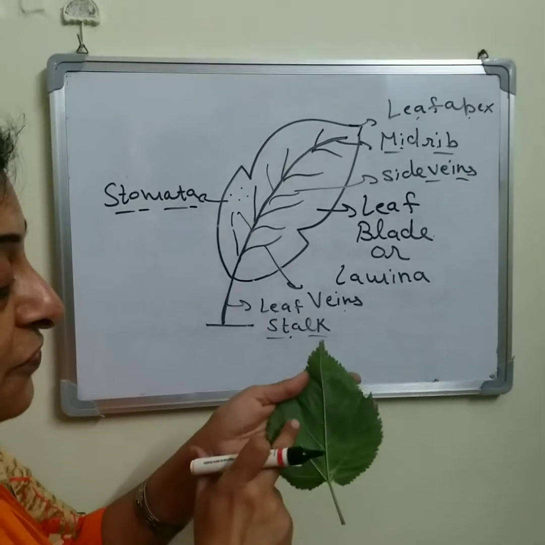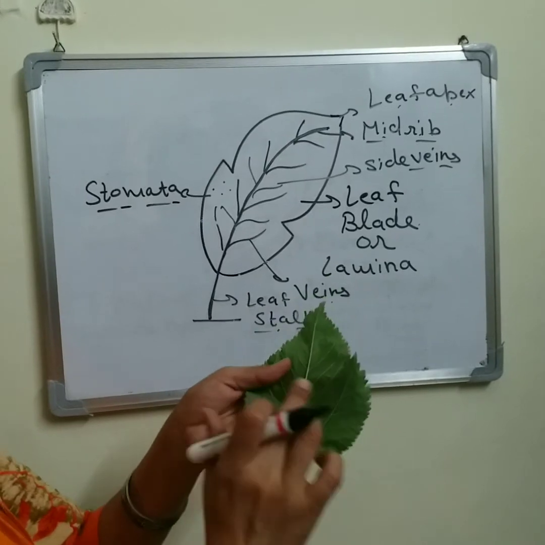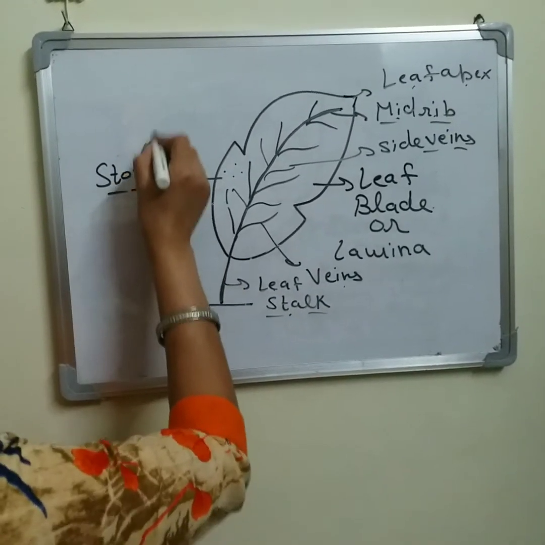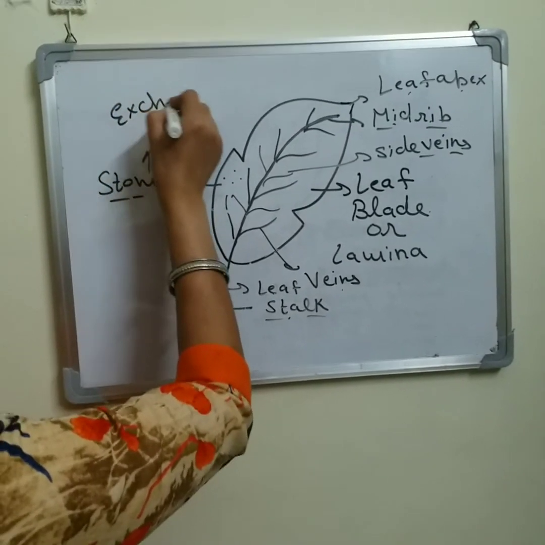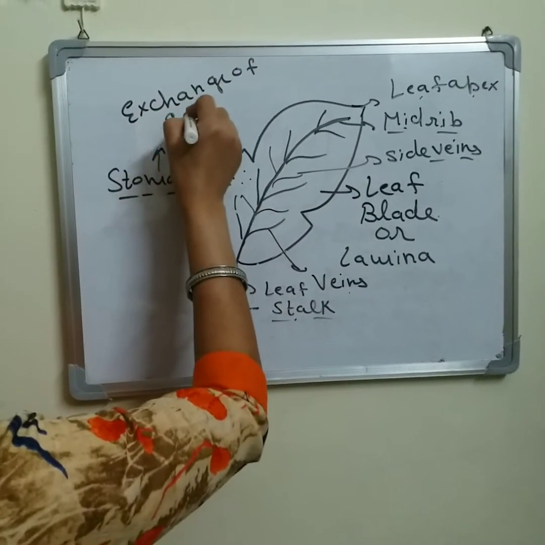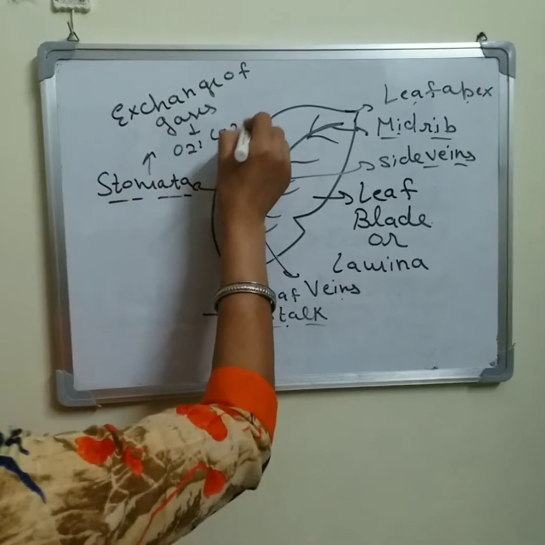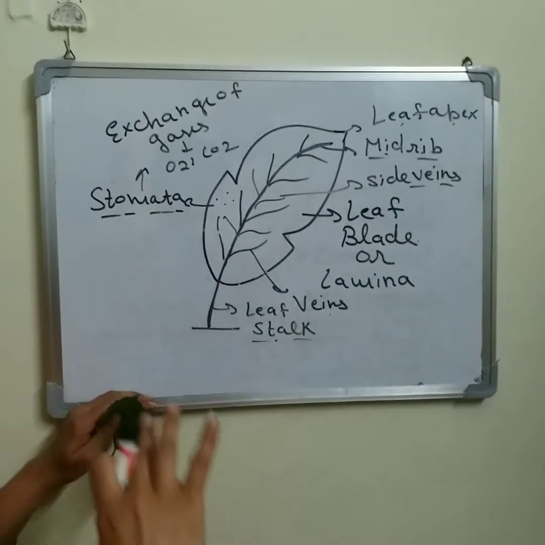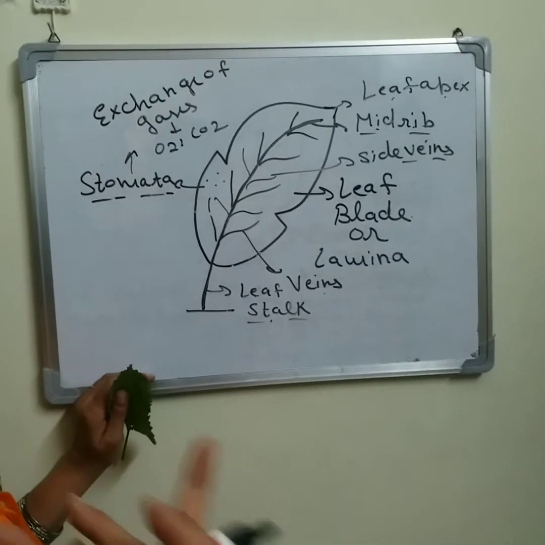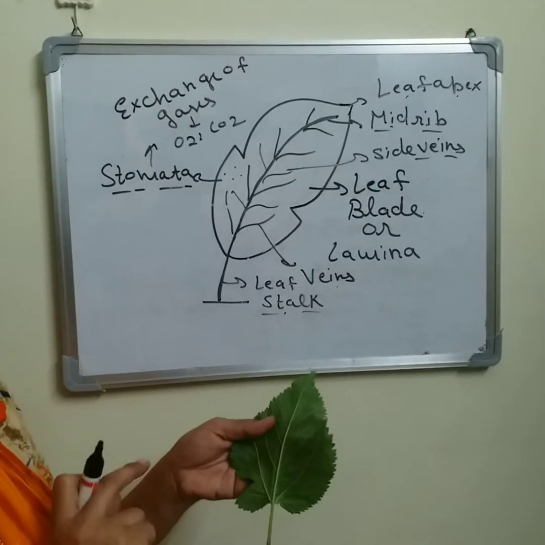These are mainly found on the lower surface of a leaf, and they help in the exchange of gases, like oxygen and carbon dioxide.